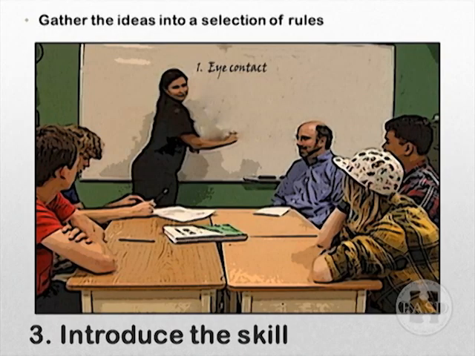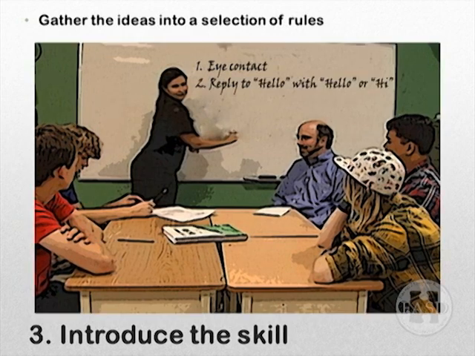Yeah. Sounds good. Gather the ideas into a selection of rules. For example, if the person is familiar, make eye contact and smile. If the person says hello, reply with hello or hi. If the person waves, wave back. One discussion topic could involve deciding what actions are appropriate for specific people. For example, you may greet a teacher differently than a friend.